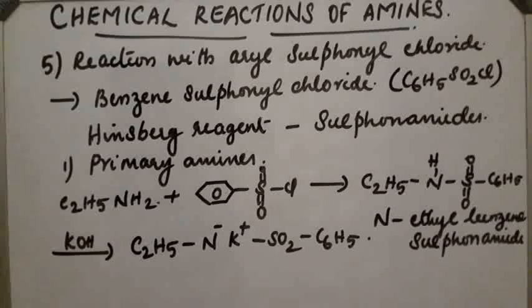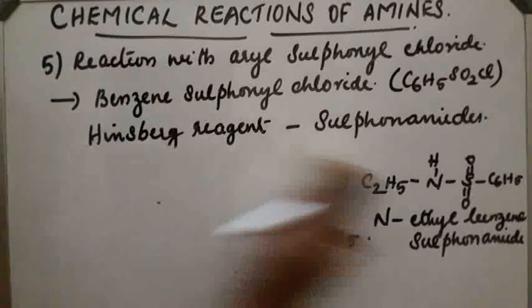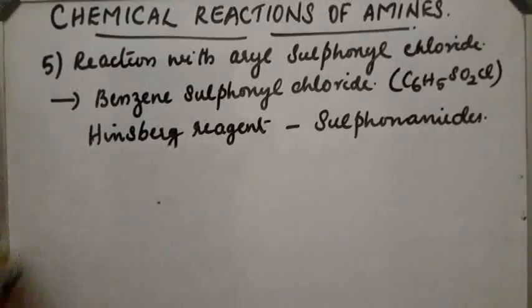This is an important reaction to distinguish primary amines, secondary amines and tertiary amines. Let us see the reaction with other compounds, like secondary and tertiary amines. So N-ethyl benzene sulfonamide, on reaction with alkali, gives a product that is soluble in alkali. Now let us see the next reaction, with secondary amines.